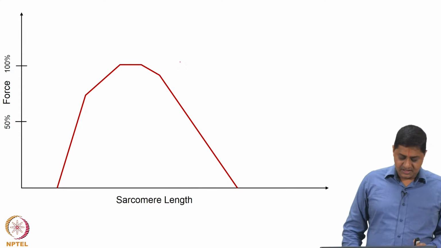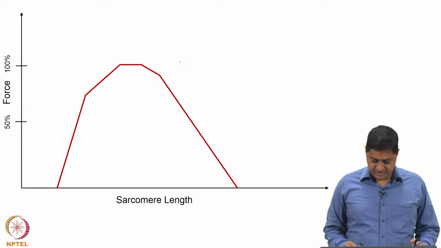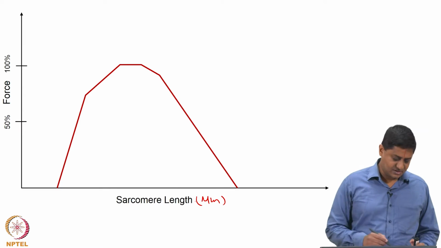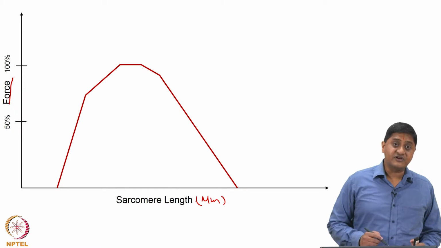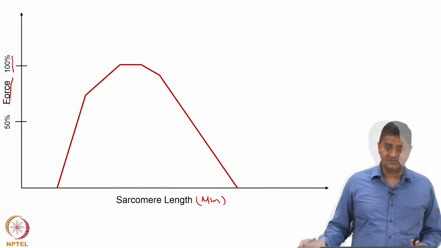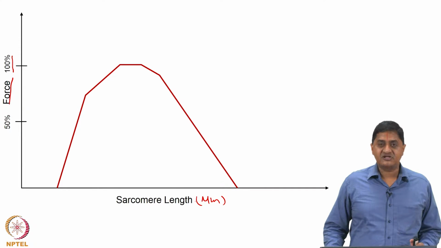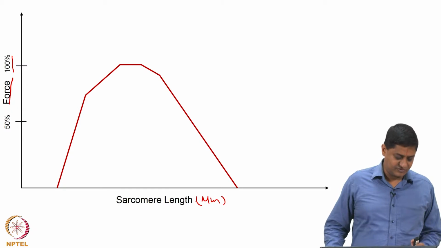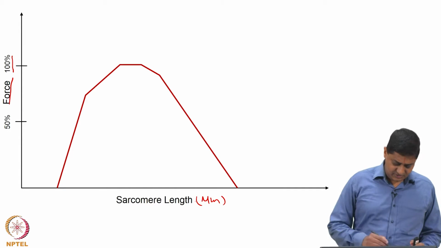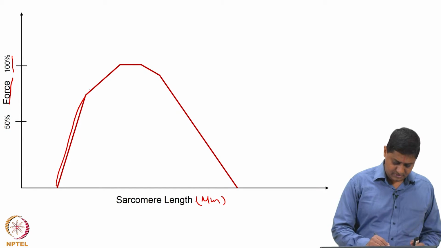Essentially, this is the curve of length. Say this is in microns, and this is force as a function of the maximum force that can be produced, which is why it is a percentage. So, there is no unit. This is force as a function of the maximum force that can be produced. How are the two related? This is how they seem to be related, like that.